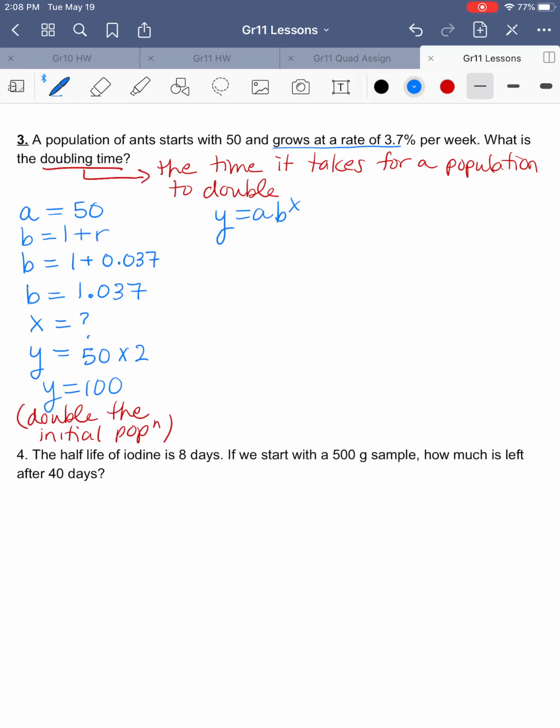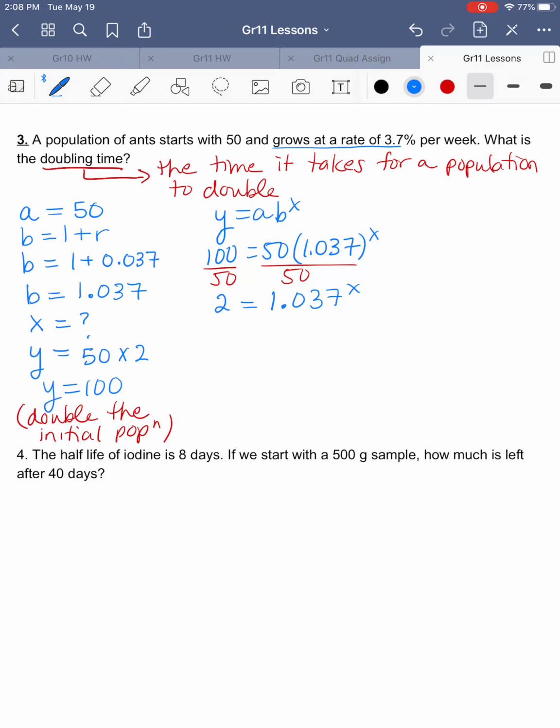Now, let's put what we know into our equation. So y is 100, a is 50, and b is 1.037, and then we have x. Now, what we want to do is we want to simplify it a bit. And we're going to do that by dividing both sides by 50. What you do to one side, you must do to the other. So 100 divided by 50 gives us 2. And we have 2 is equal to 1.037 to the power of x.